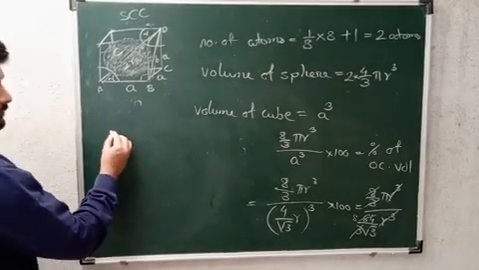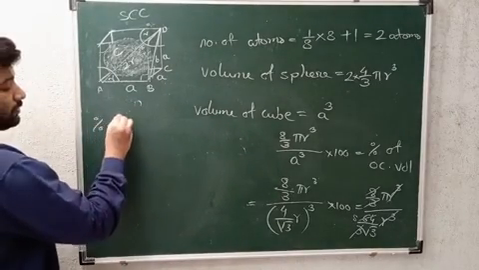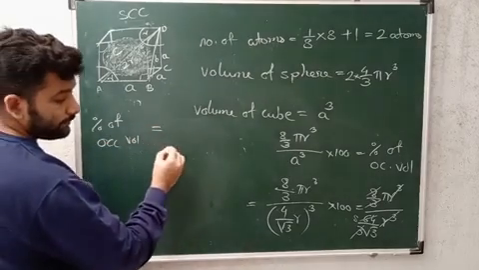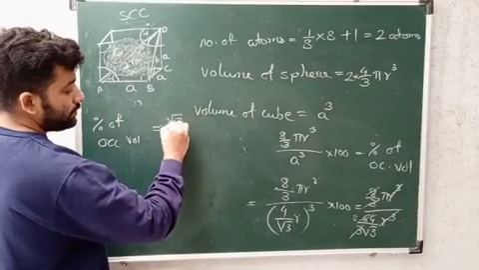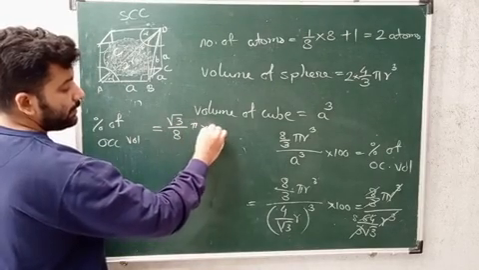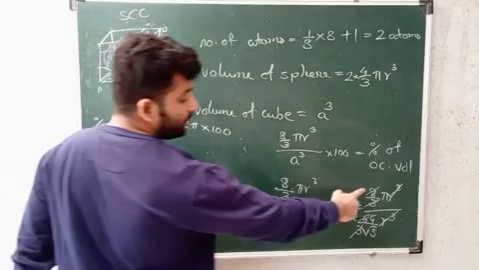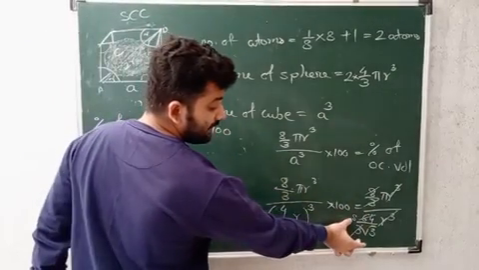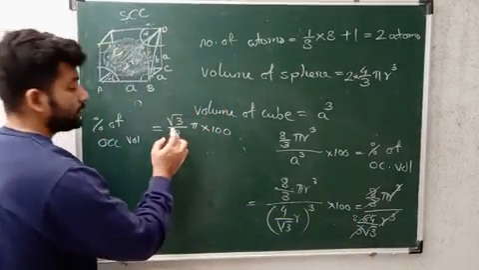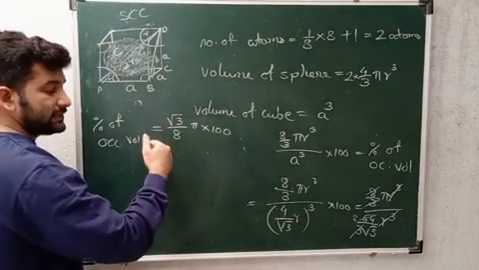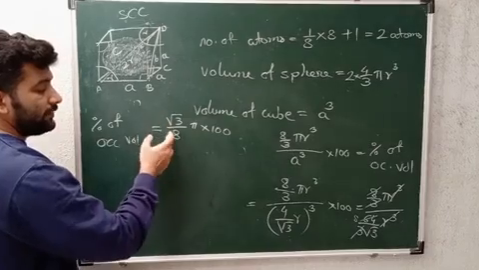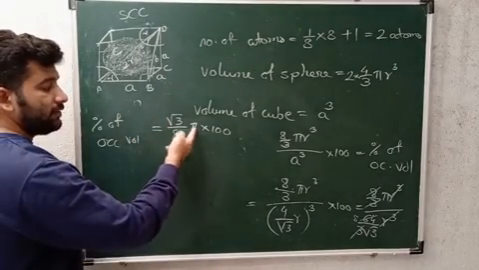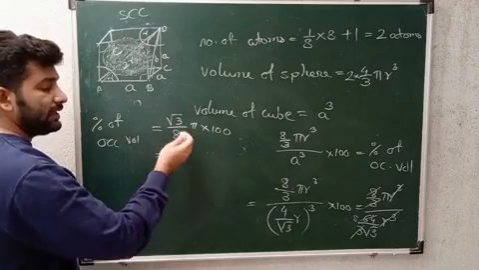We are having here percentage of occupied volume will be equal to root 3 by 8 pi into 100. See, these all terms are cancelled. We are having pi only at the top, which I have written over here, and at the bottom 8 by root 3. When we take the reciprocal of it, we will get root 3 by 8 pi. By substituting the value of pi and root 3, we can simplify it.